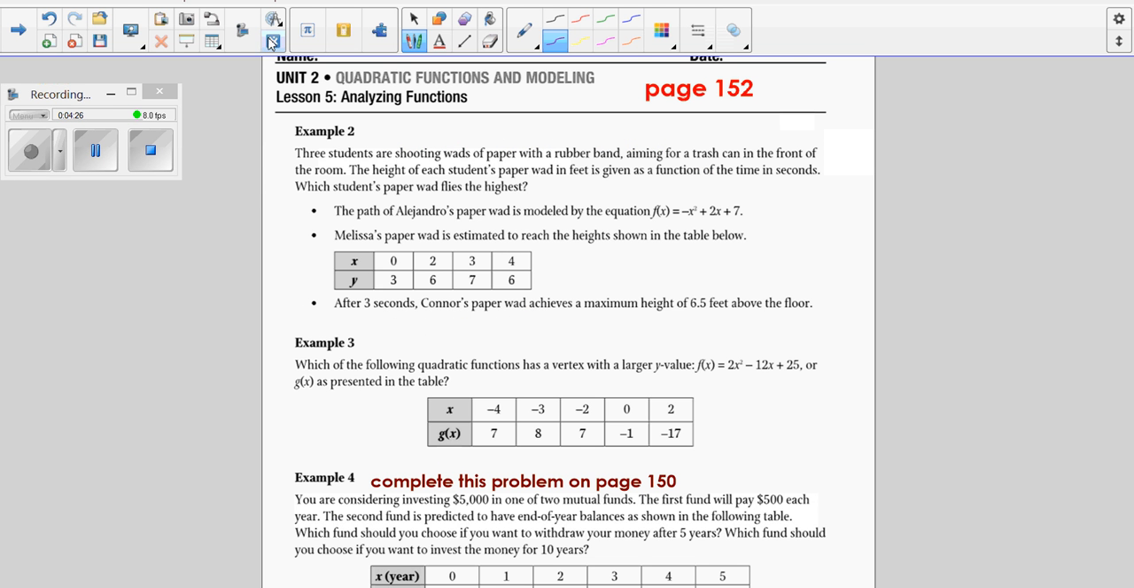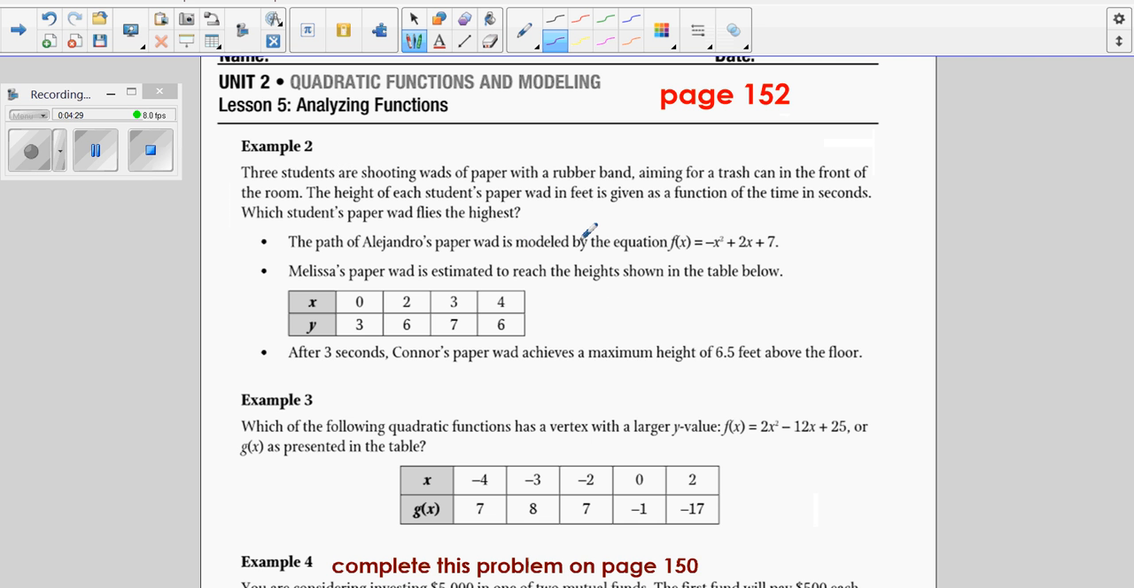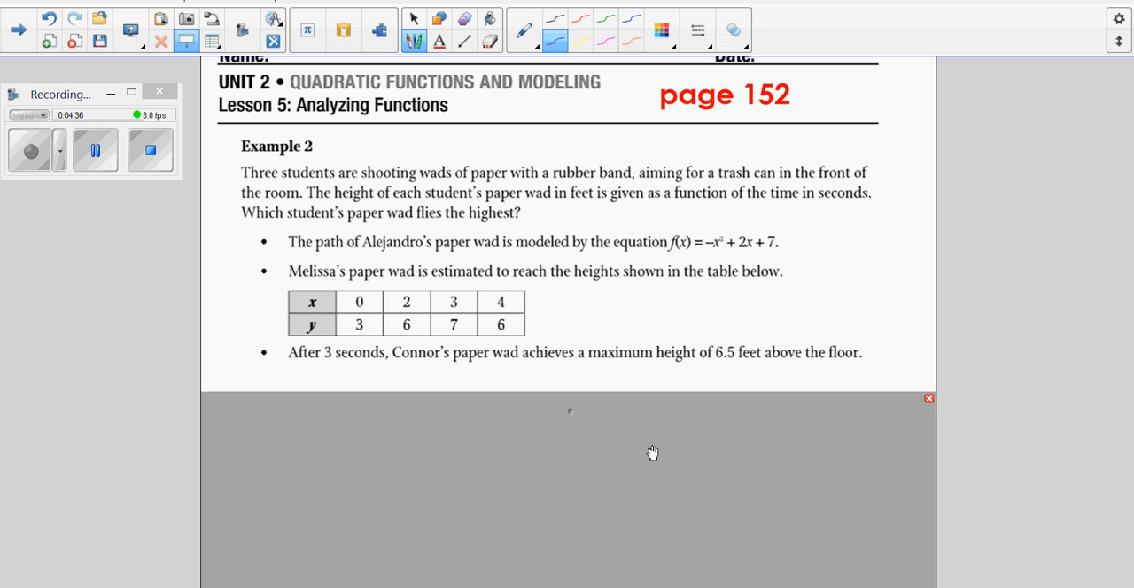If you look at example number 2, you have 3 students shooting wads of paper with a rubber band, aiming for a trash can in the front of the room. The height of each student's paper wad is given as a function of time in seconds. Which student's paper wad flies the highest? Well, if we're looking for the highest, that means we are looking for the largest y value overall. So no matter what the function, we want to find the largest y value overall.